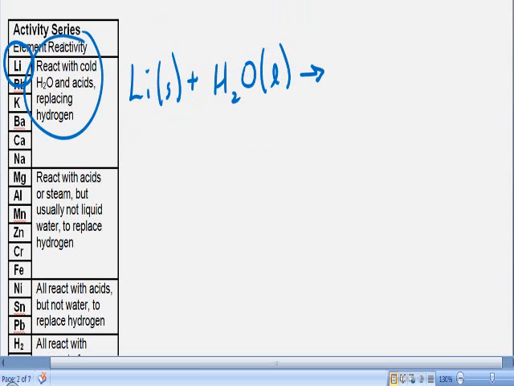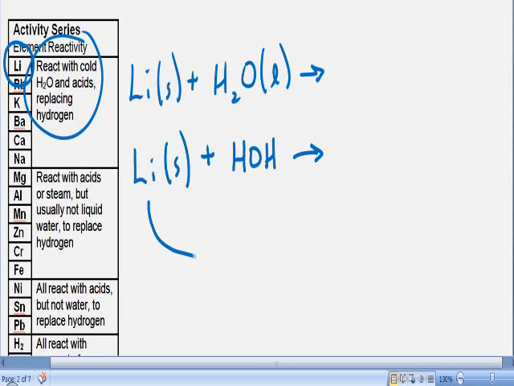Now, one thing we can do just for purposes of looking at this reaction is we have lithium, it's a solid, and let's rewrite water as HOH. What's going to happen here is the lithium is going to replace only one of the hydrogens in the compound.